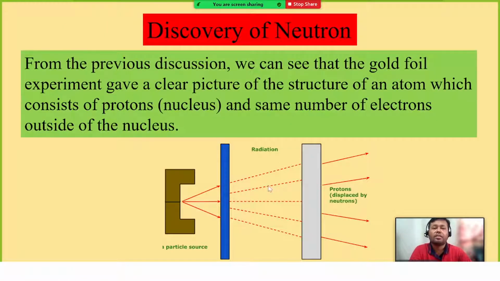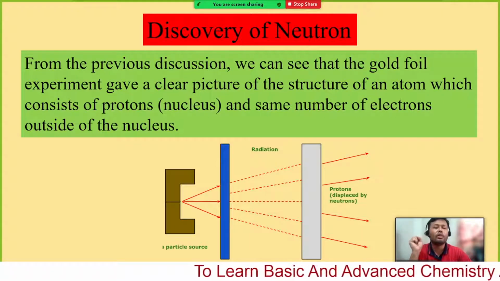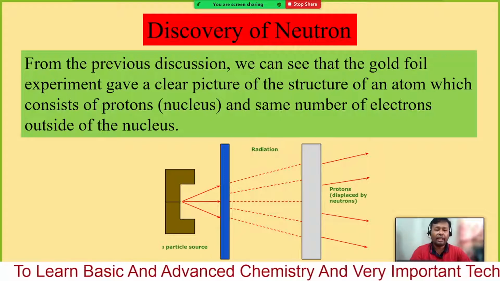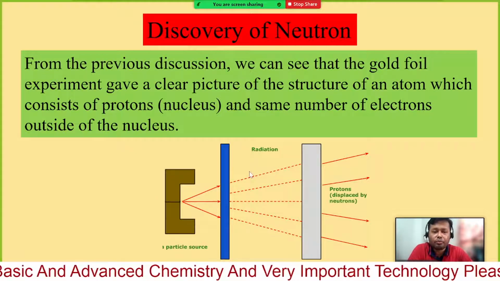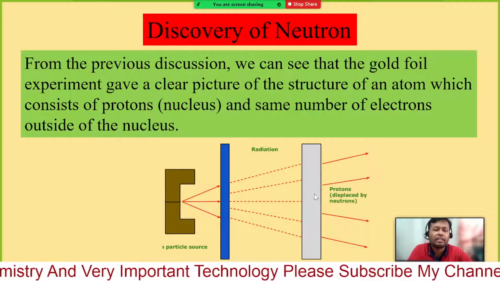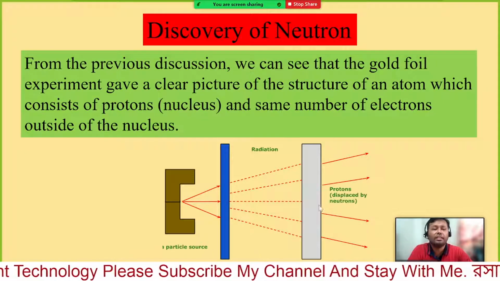But the Joliot-Curies mentioned that when this neutral radiation strikes paraffin wax, what does that mean? Paraffin wax is actually a hydrogen-containing compound, a hydrogen-containing molecule. So when they used this type of radiation to hit paraffin wax, they observed that protons are displaced by this radiation.